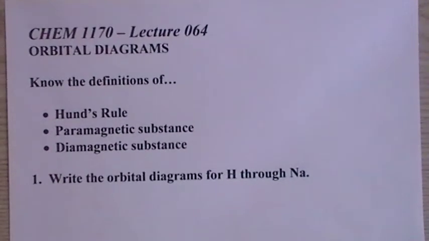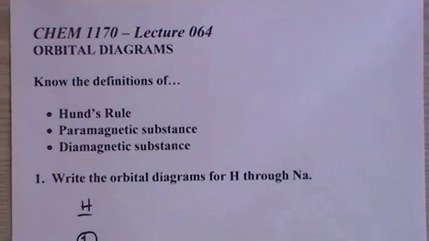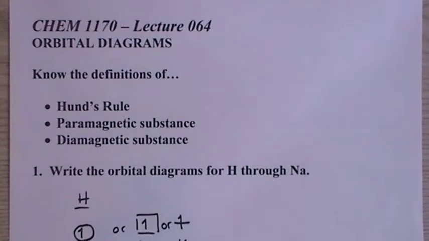So the orbital diagrams just give us a little extra information. For hydrogen, it's that. Now, you may have seen the orbitals drawn as squares or just lines. That's fine. This electron is usually drawn on the left and pointing up, but it doesn't have to be.